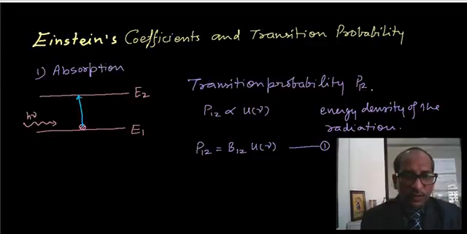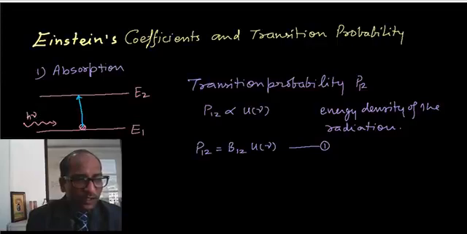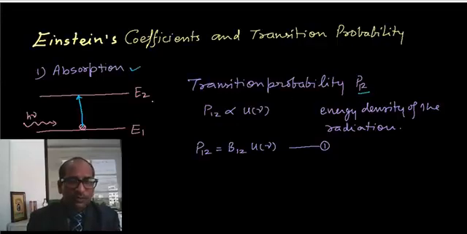So transition probability P12, as you know, is directly proportional to the energy density of the radiation. What does this mean? It means that when you increase the density of the incident radiation, a large number of atoms will absorb the energy and go into the excited state. So P12, the transition probability from state 1 to 2, that is for the case of absorption, will be equal to B12 U, where U, as I told you, is the energy density of radiation.